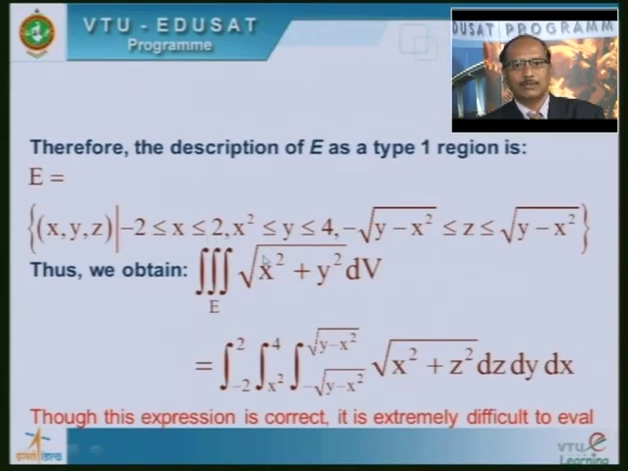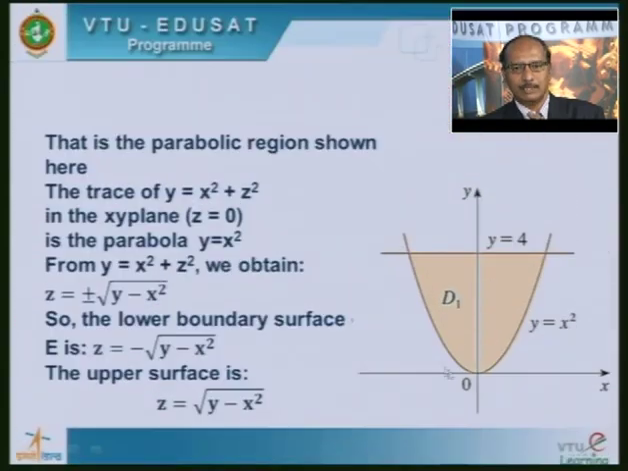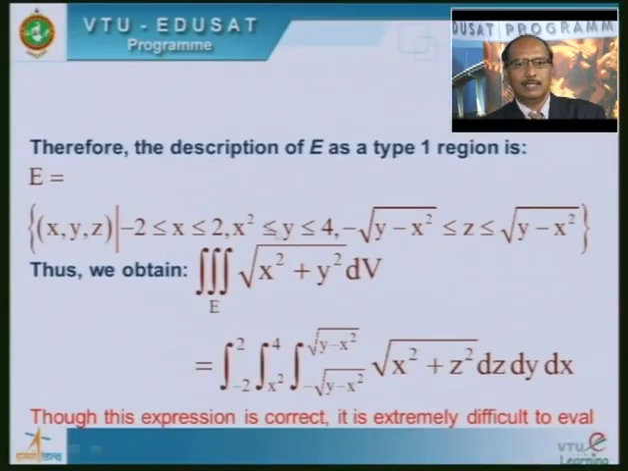The x square is a parabola, and along the y direction the lower boundary is the parabola and the upper boundary is a line, that is y equal to 4. So these are the limits of the region D. The z limits we already selected.